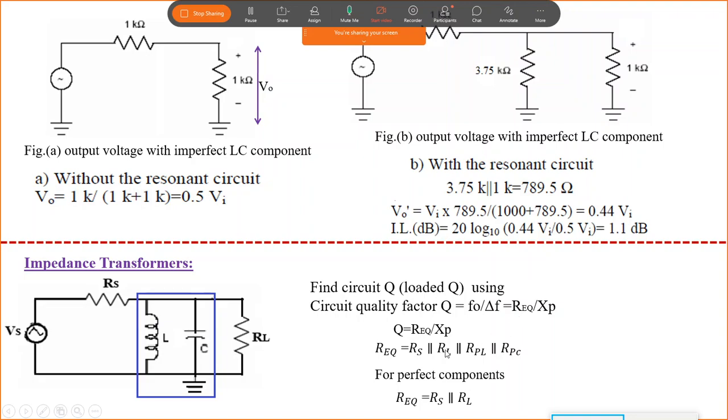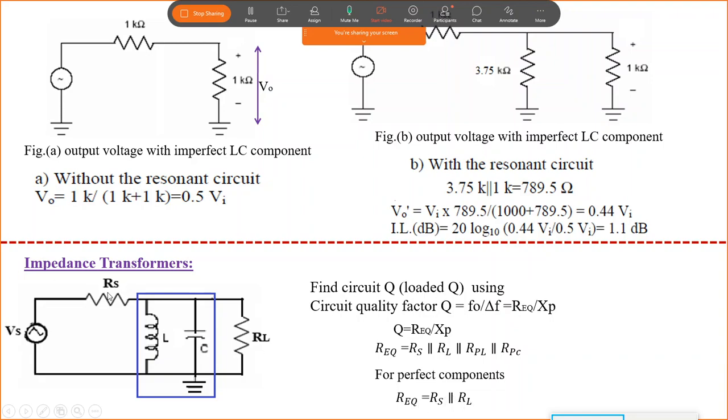Req reduces means if any of these resistor values is lesser, if Rs is less, or RL, RPL, RPC, then the Req will be lesser. So if Req reduces, Q also reduces. Now for example, assuming L and C are perfect components, then Req is equal to Rs in parallel with RL, because RPL and RPC are not there. Then the equivalent resistance is given by Rs in parallel with RL.